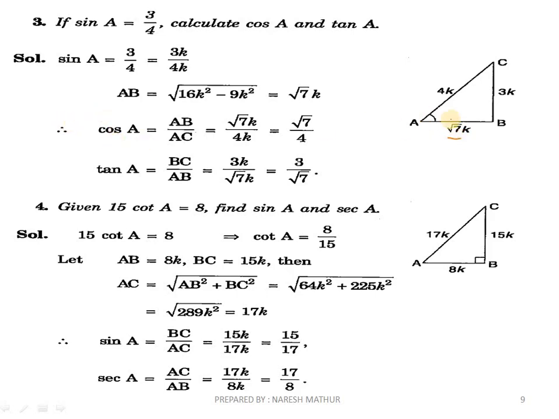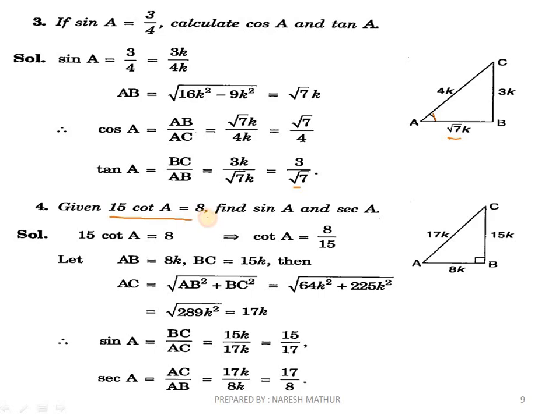Now we can get the value of cos A, that is base by hypotenuse. Base is root 7 and hypotenuse is 4, and tan A is perpendicular by base, P by B, which is 3 by root 7. Now you will come to know that for this exercise you have to learn the table of PBP and HHB concept, and it will be very easy for you to solve these questions.